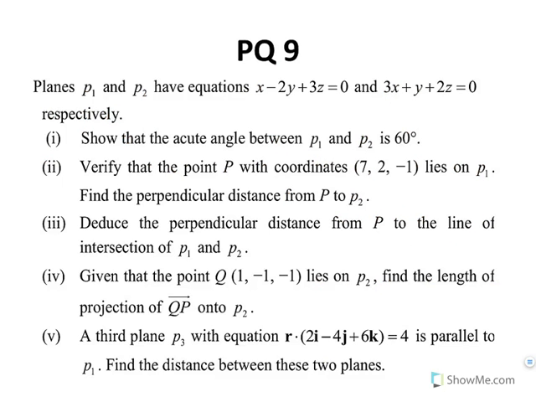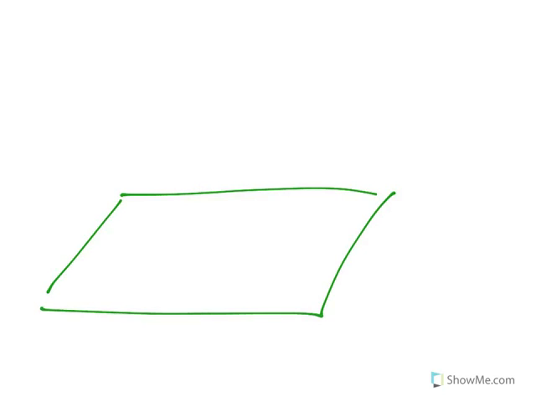Then part 4. Given that the point Q(1, -1, -1) lies on P2, find the length of projection of QP onto P2. This is exactly like your question part 2. Okay? Simple, huh?